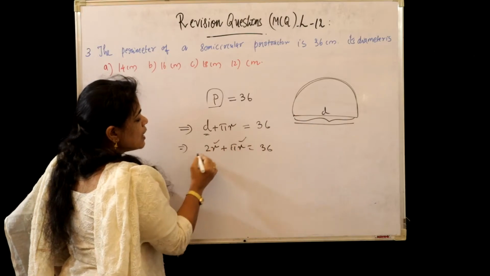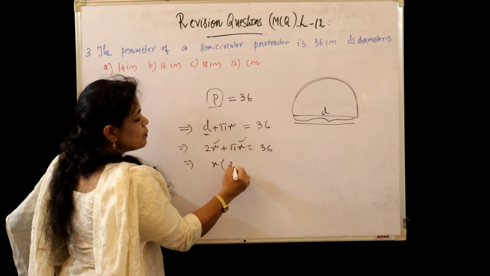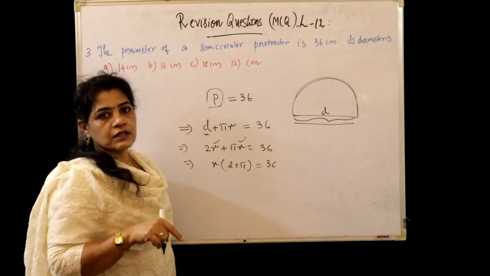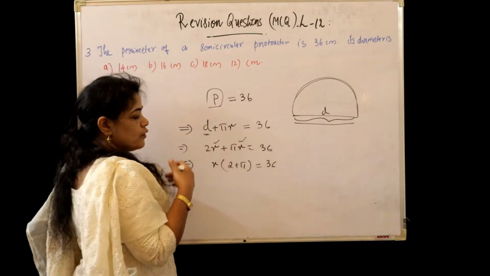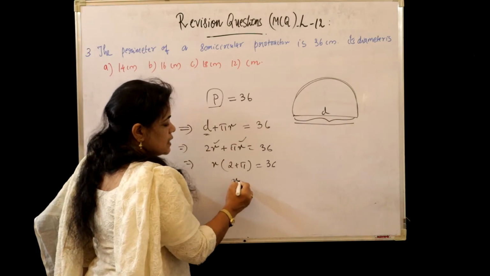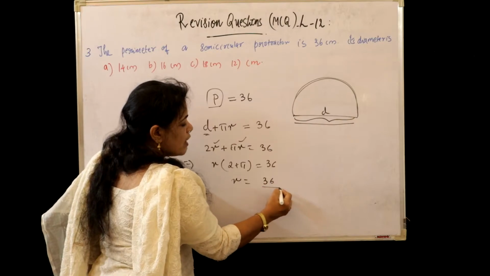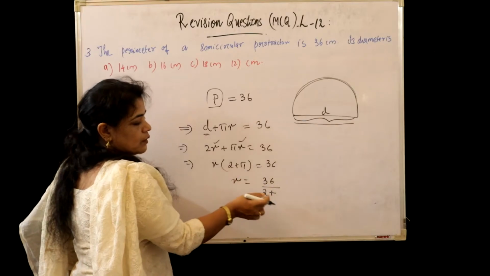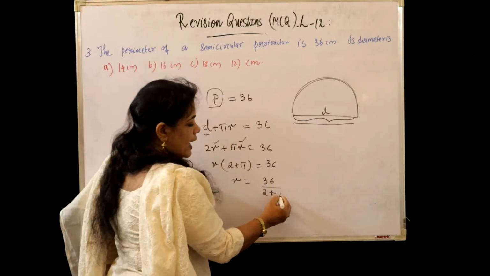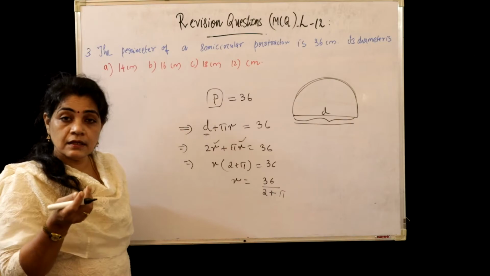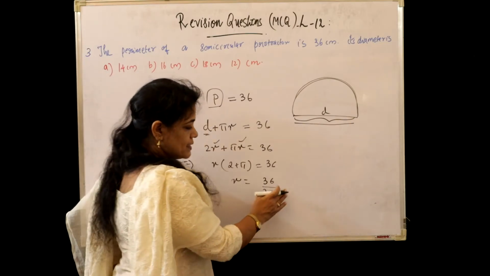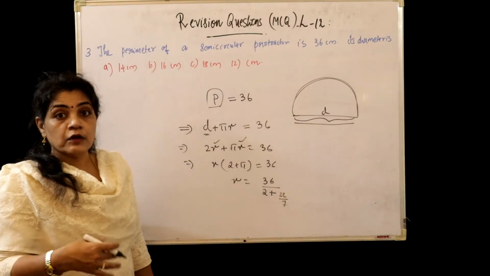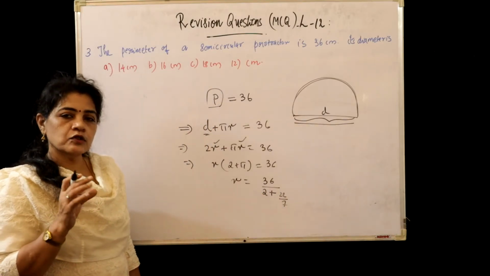I am going to take r common from both the terms. So r times (2 plus pi) equals 36. What do we need, children? Diameter. So for that, r is equal to 36 divided by 2 plus pi, since the 2 plus pi comes to the denominator. And pi, as I told you, you can substitute as 22 by 7.